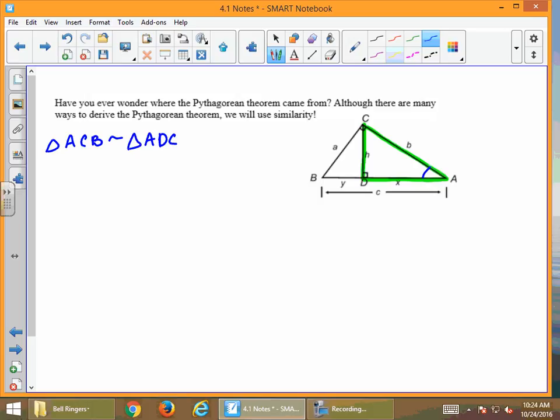Proportional. So we can set up a proportion involving those sides. Okay? If we look, how are we going to set this up? Here in the big triangle, we have the hypotenuse. Okay? The hypotenuse is AB.